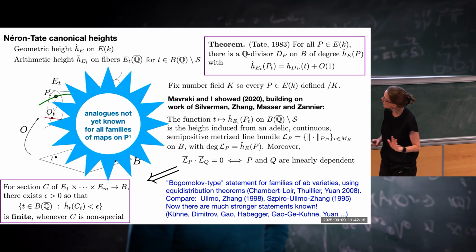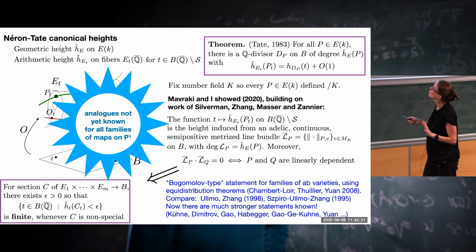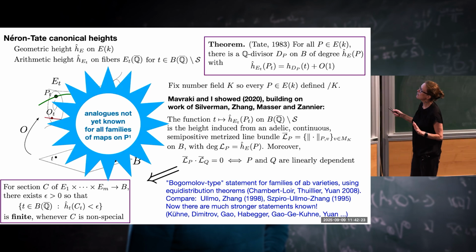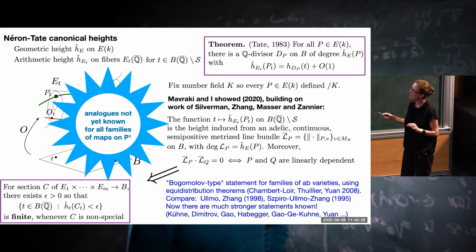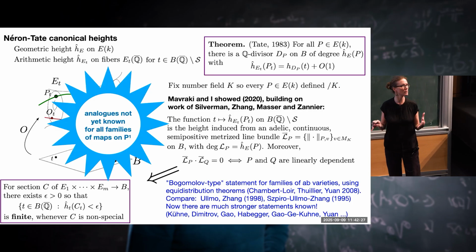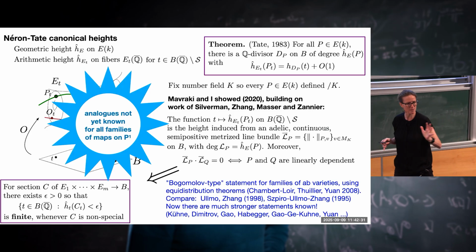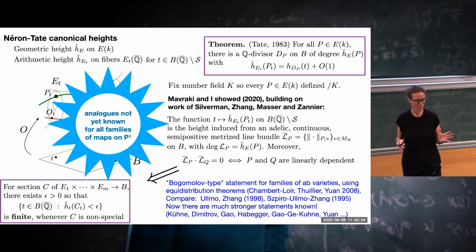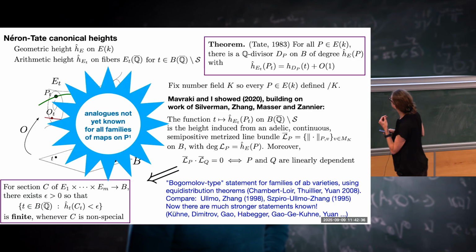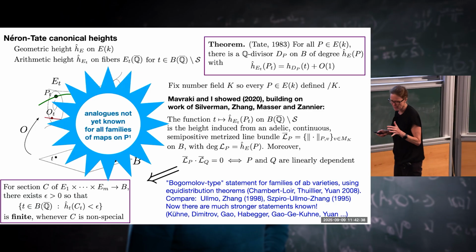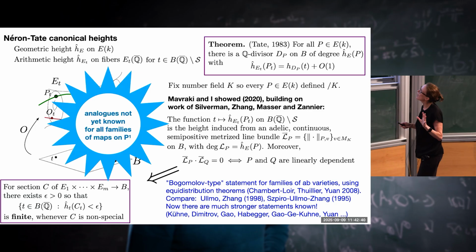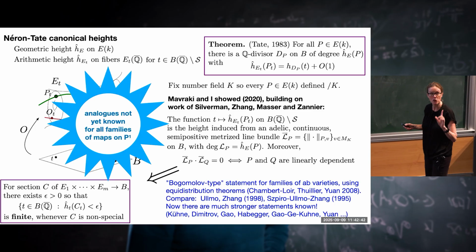Okay, so let me pause here to observe. The analogs of this statement are definitely not known in the more general setting of families of maps on the projective line. Okay. So what do I mean by that? Let me give some explicit comments on what we don't know.